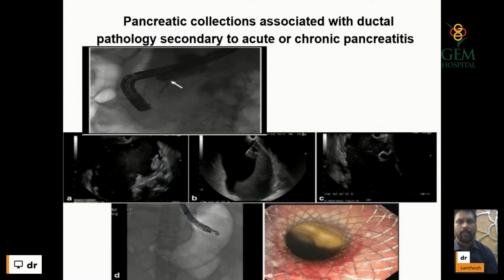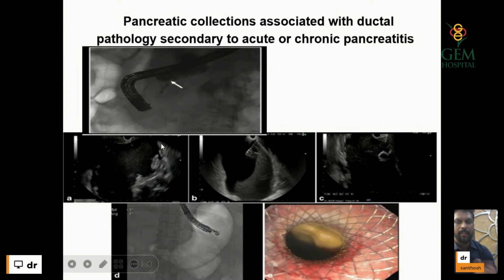The second thing is pancreatic collections associated with ductal disruption, secondary to acute or chronic pancreatitis. Once there is any ductal disruption, this is an ERCP showing the pancreatic cannulation. This is the pancreatic duct with the contrast leak. That is a ductal disruption. In these patients, we can put a PD stent to bridge the disruption.